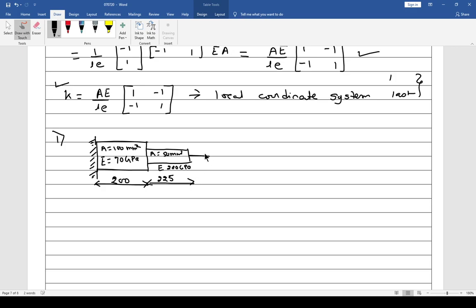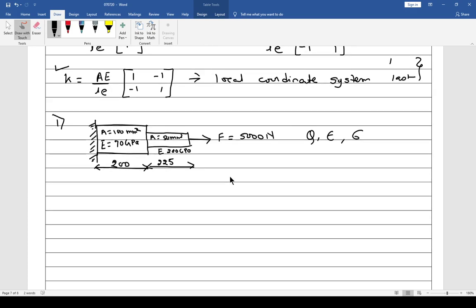And let's consider I apply a force of maybe 5000 Newton in this direction. Now what is my challenge? My challenge is to find displacement, strain, and then finally stress. So these are the three challenges which I need to find out.